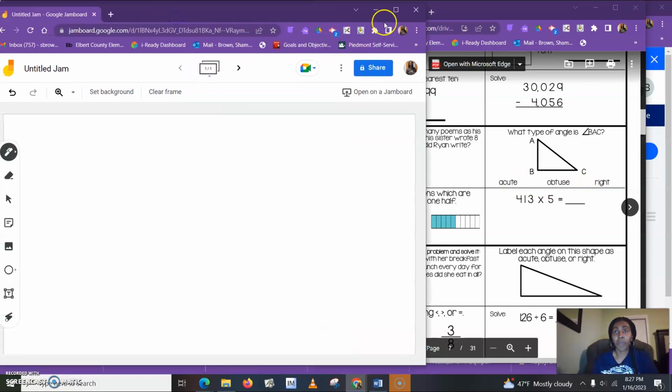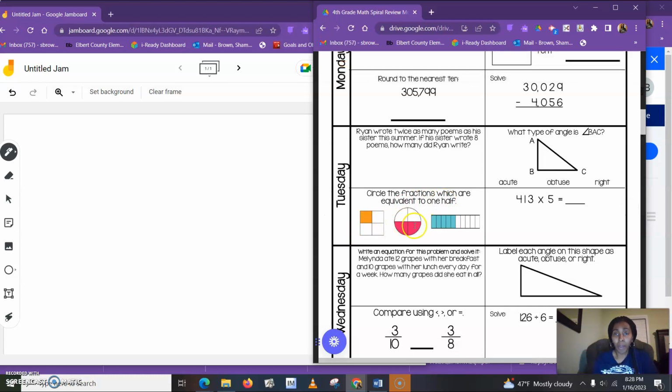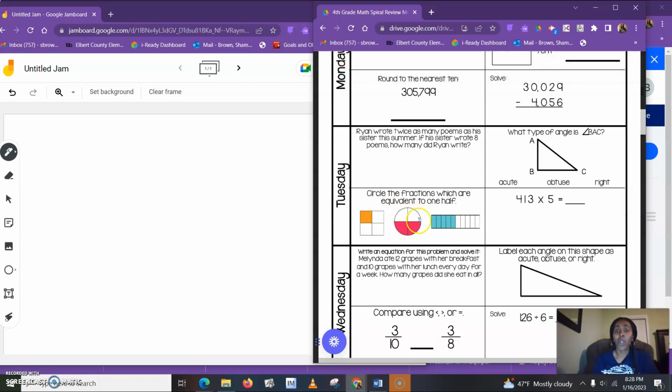The next one says, circle the fractions which are equivalent to 1/2. So you would look at these and you can see if this one has a total of 4 parts, 1 part is shaded, so that fraction would be 1/4. This one has 4 total parts as well, and it has 2 parts shaded, so that will be 2 out of 4. This one has 10 total parts and 5 are shaded, so that would be 5 out of 10.